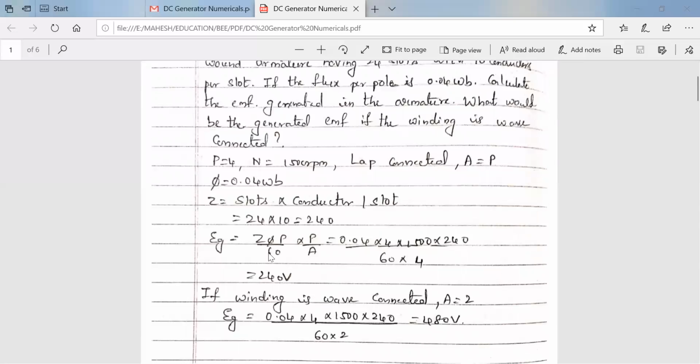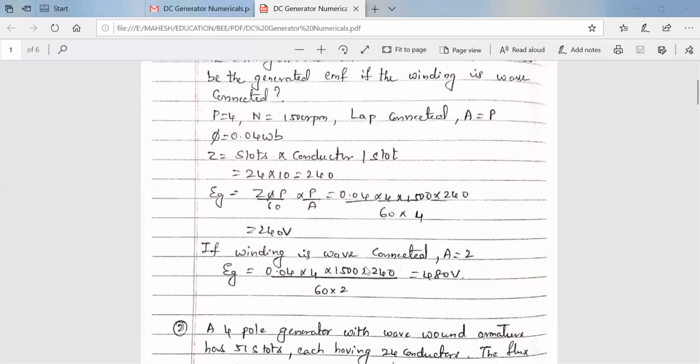So on substituting the values, we'll get 240 volts for lap connected, and the same when you go for wave connected, here the number of parallel paths will change, that is A equals 2. So during that, the EMF is 480 volts. So what we can observe is that only the number of parallel paths changes.